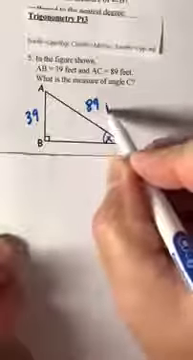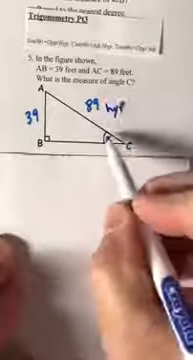Okay, let's label the sides because we're having to find an acute angle and we're given two sides. That must be in place in order to work trig. Here's your 90. That means this is the hypotenuse. Get in the habit of doing this.